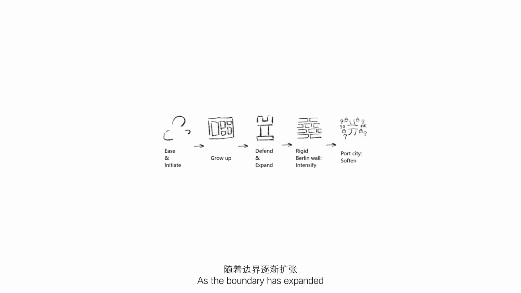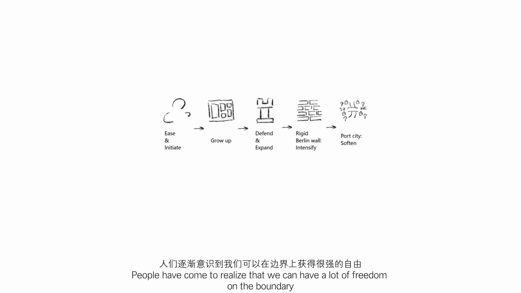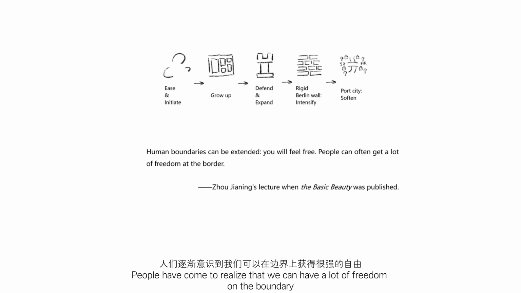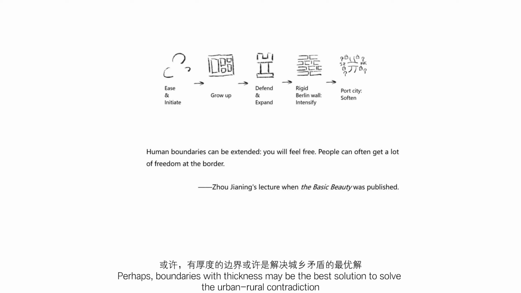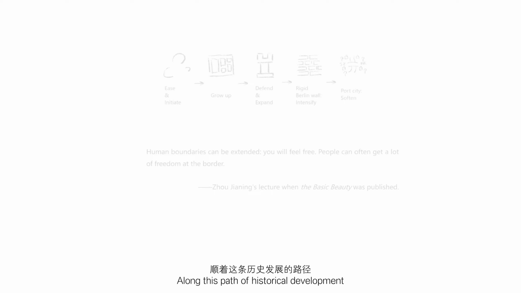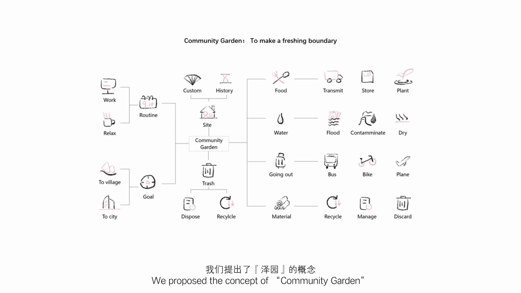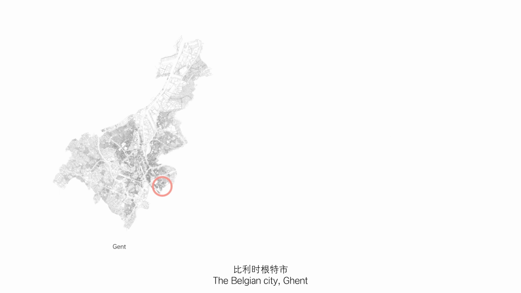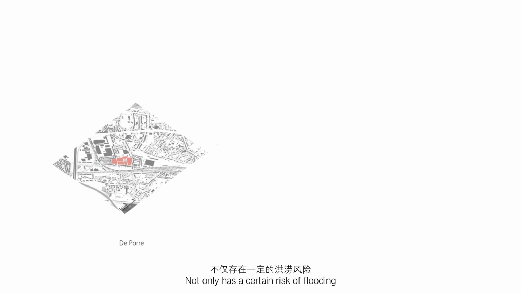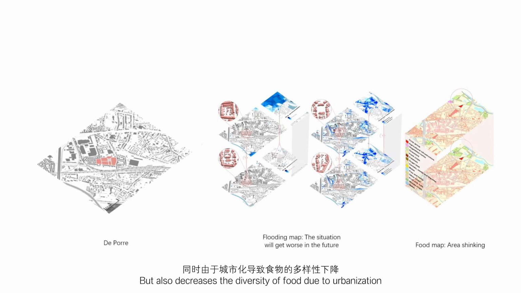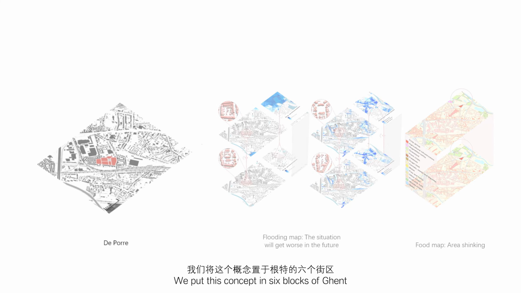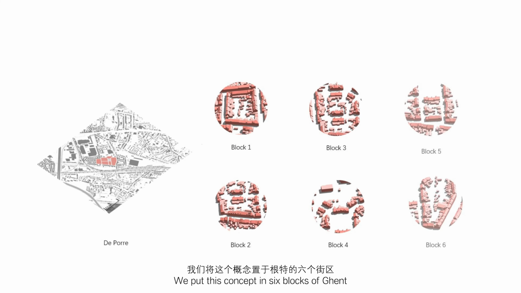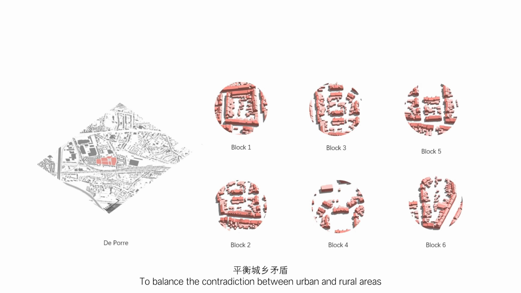As the boundary has expanded, people have come to realize that we can have a lot of freedom on the boundary. Perhaps boundaries with thickness may be the best solution to solve the urban and rural contradiction. Along this path of historical development, we propose the concept of community garden to integrate it and utilize the originally abandoned area. The Belgian city Ghent not only has a certain risk of flooding, but also decreases the diversity of food due to urbanization. We pose these concepts in 6 blocks of Ghent to balance the contradiction between urban and rural areas.